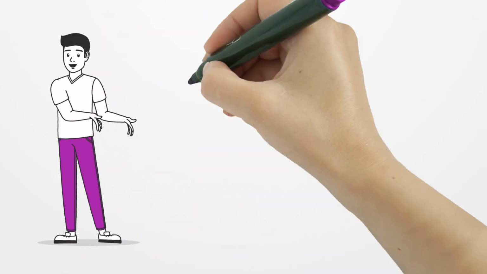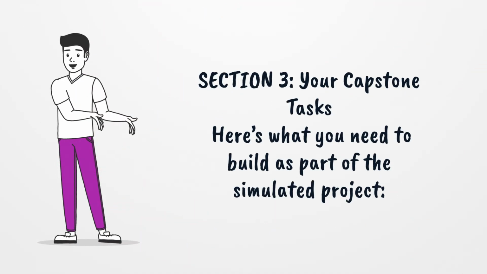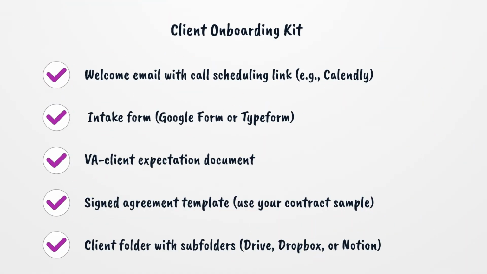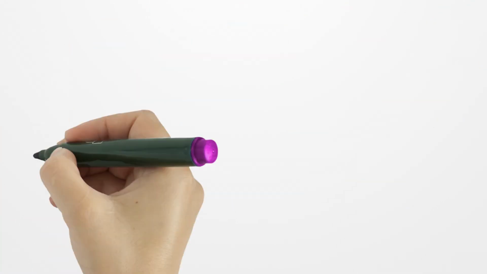Section 3, Your Capstone tasks. Here's what you need to build as part of the simulated project. 1. Client onboarding kit. Welcome email with call scheduling link, e.g., Calendly. Intake form, Google Form or Typeform. VA client expectation document. Signed agreement template, use your contract sample. Client folder with subfolders, Drive, Dropbox, or Notion.